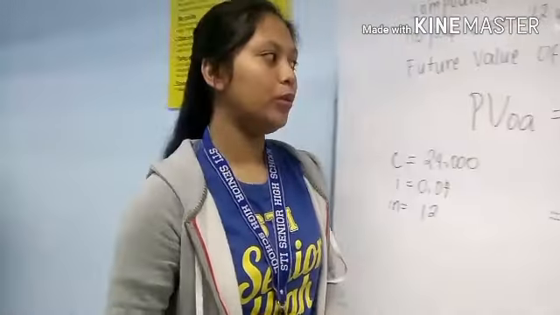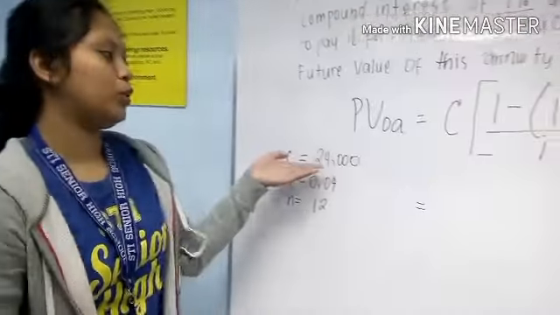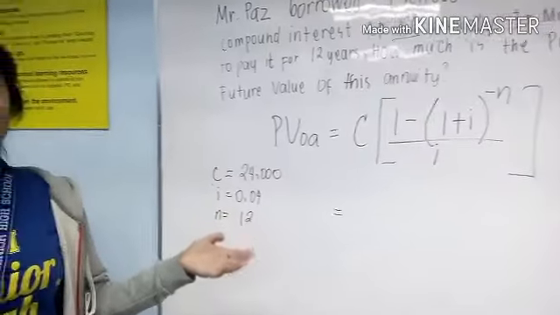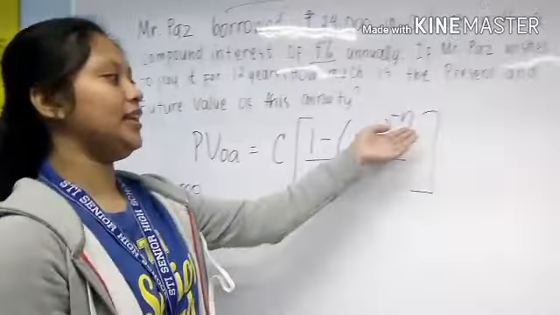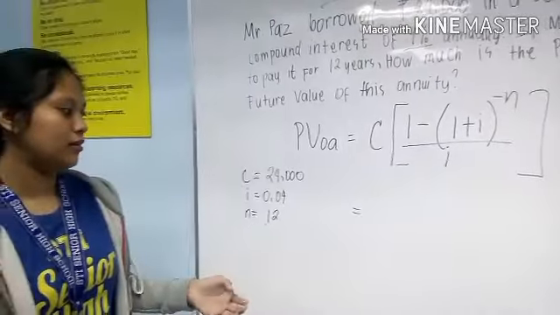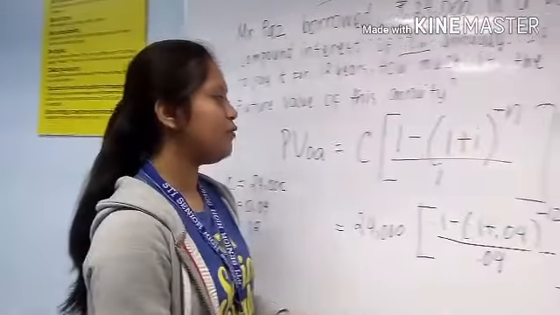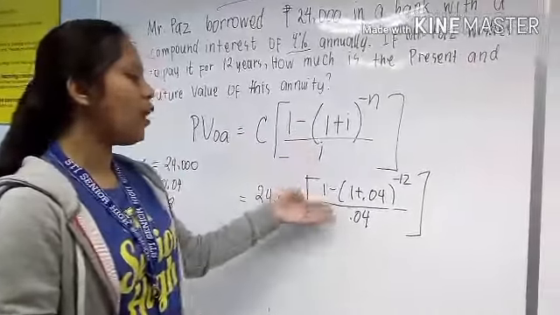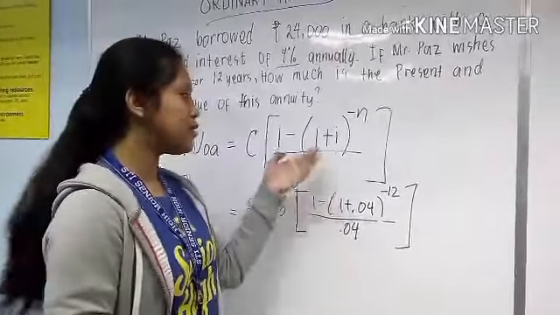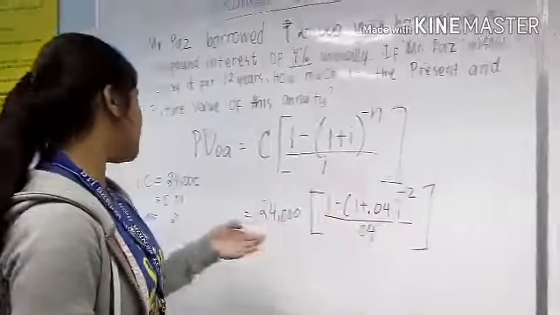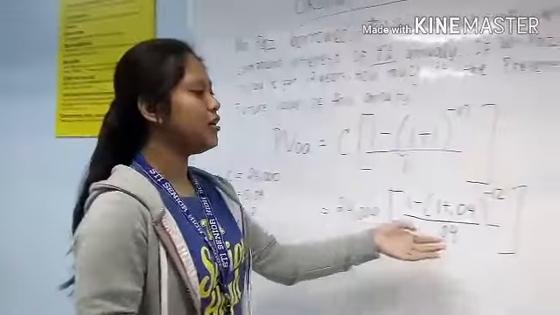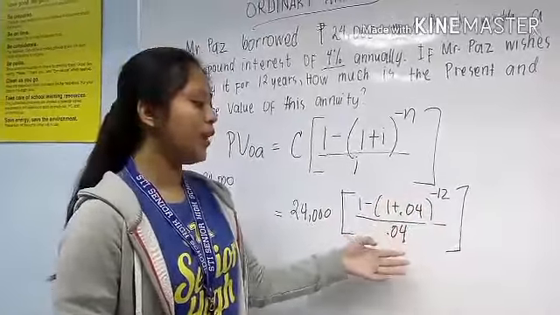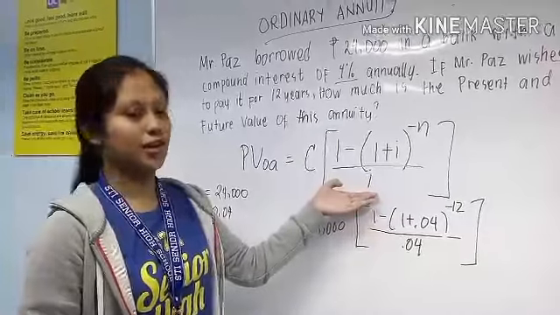For filling up the labels, we have C for 24,000. The I is 0.04, the one we solved earlier. And the N is the payment interval, so we have 12. Again, we have C, which is 24,000, quantity 1 minus (1 plus 0.04, which is the interest rate) raised to negative 12, the payment interval, over 0.04, again the interest rate.